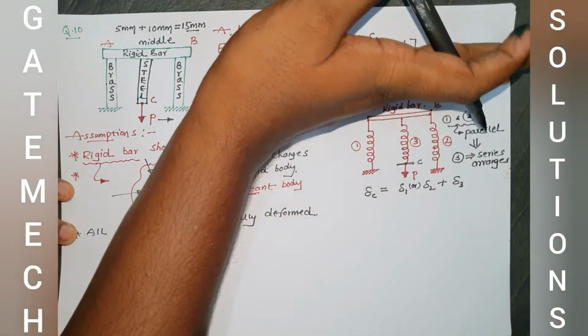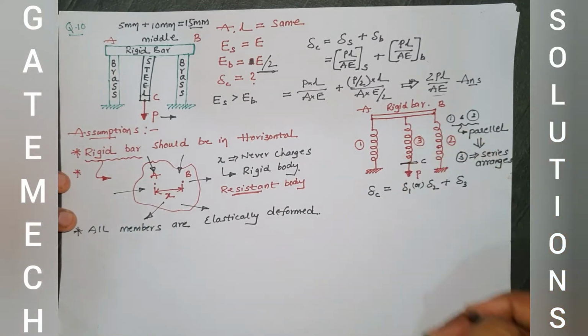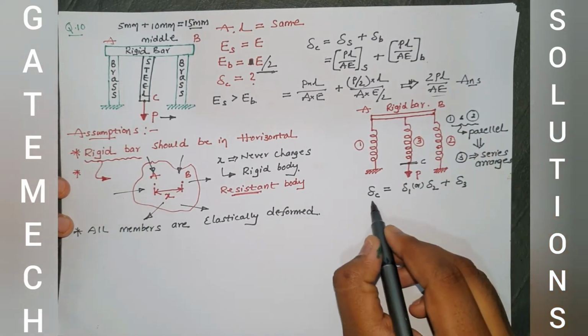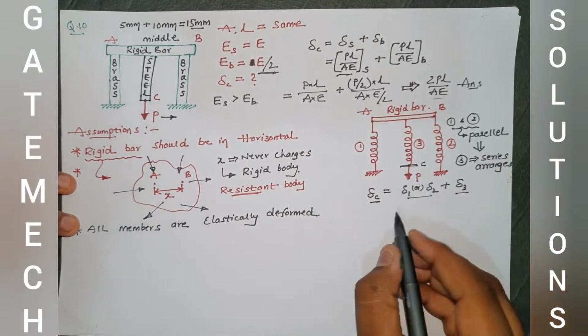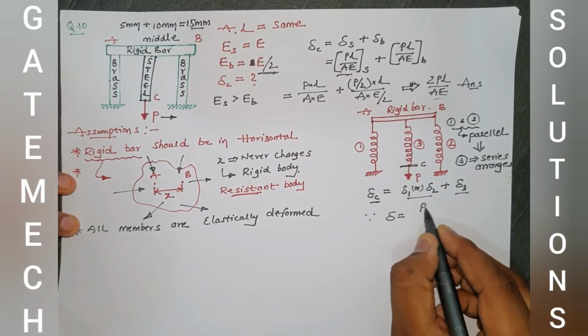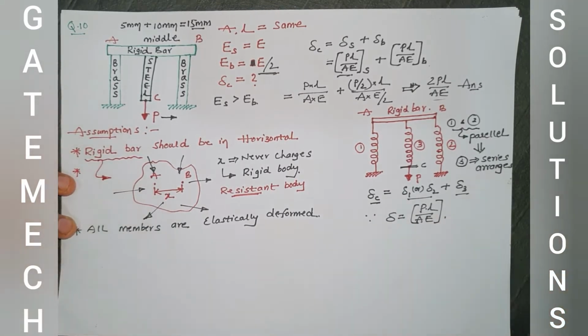Because of this load, the rigid bar will move in downward direction. These springs 1 and 2 will be compressed, right? But the third spring will be elongated, right? So the net displacement of point C will be this one plus this one. Now how did this formula come? Delta as PL by A, elongation as PL by A. How this formula came, that I am going to discuss, right?